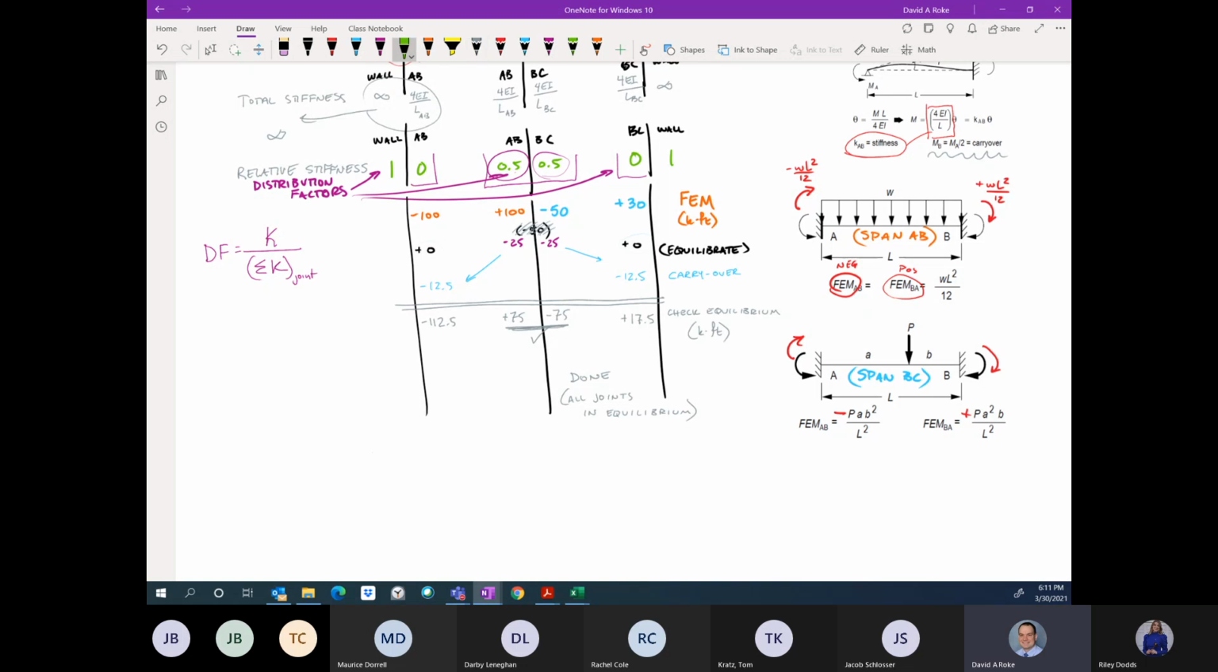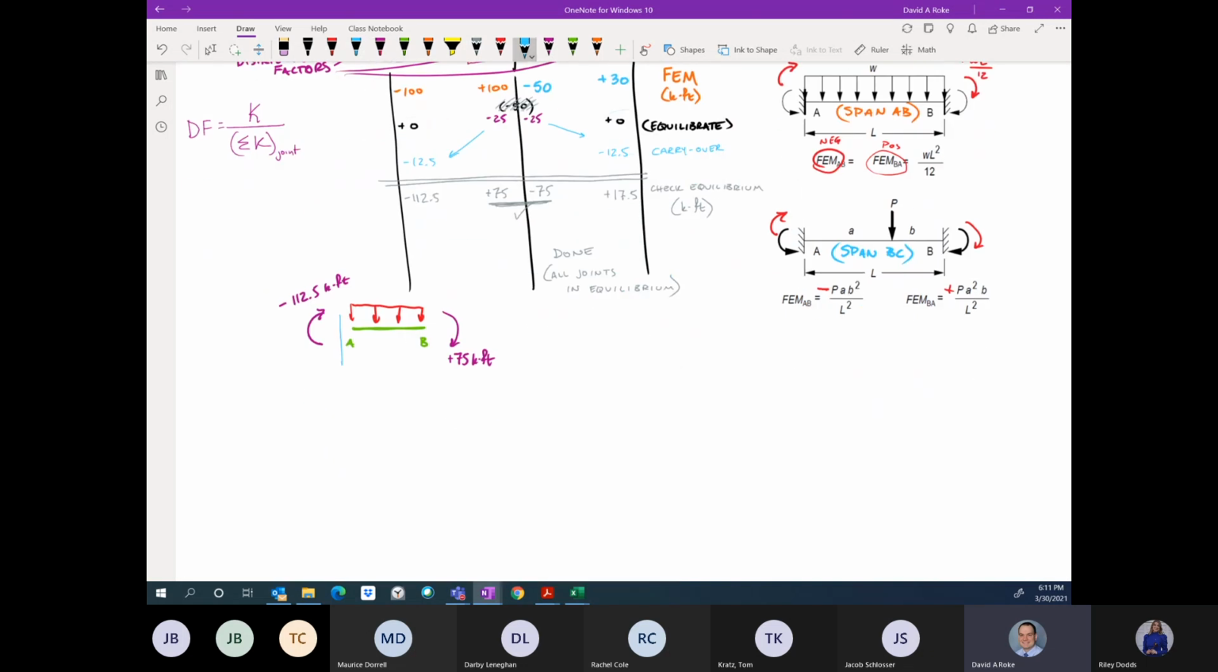So I can now draw a free body diagram of span AB, which is subjected to this uniformly distributed load, and I have end moments of negative 112.5 kip feet on the left-hand side and positive 75 kip feet on the right-hand side, both drawn clockwise positive. I also have the shear at A and the axial force at A, the shear at B on the left-hand side, and the axial force at B on the left-hand side. I can do the same with span BC.